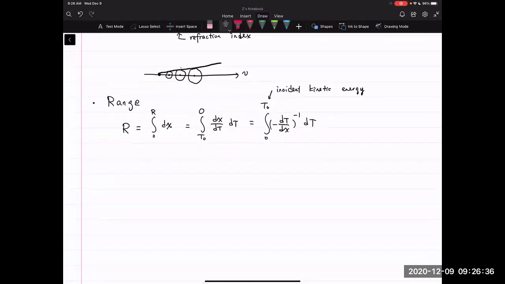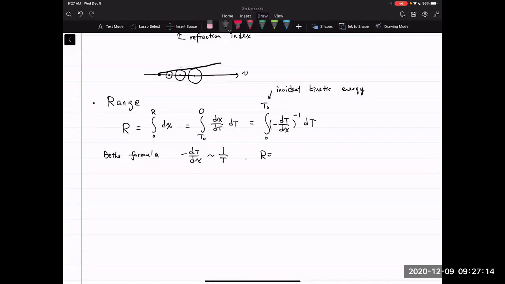So once again, we don't have to carry out these calculations rigorously. The important thing is to know the dependence of R. So if we use this formula, and we know the stopping power, minus dT over dx, is inversely proportional to v squared, so it's inversely proportional to the kinetic energy. Okay. So then what is R?